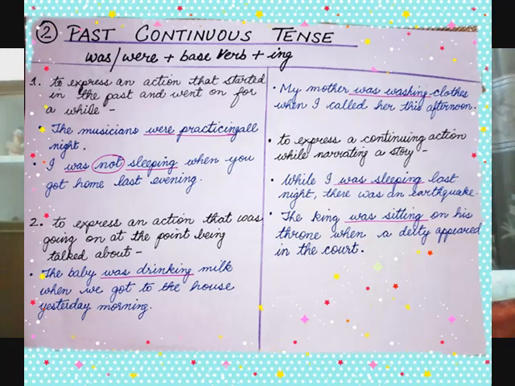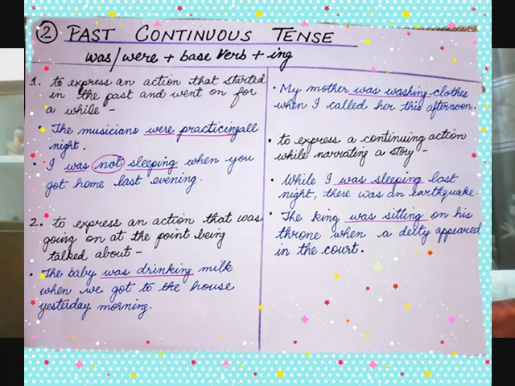Now, moving to the second example, my mother was washing clothes when I called her this afternoon. What was my mother doing at the time when I phoned her? She was washing clothes. To show this activity, we use past continuous tense. And mother is singular, so we have used was, and then wash plus ing. And to show the second activity, we have used simple past, that is called.